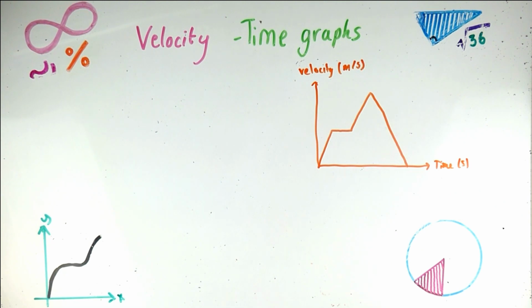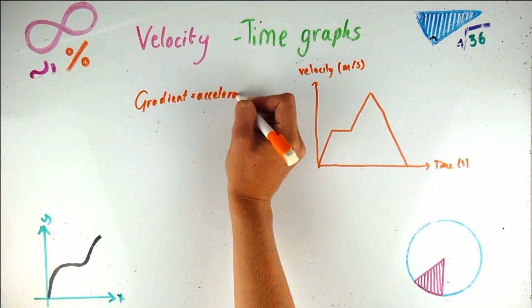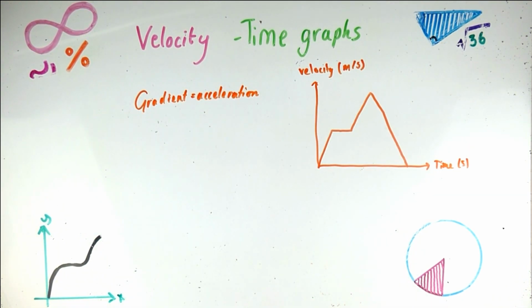And again, there are some key points to remember on how to read the graph. The first one is that the gradient in this case is the acceleration. The acceleration is how fast the speed is changing. Whereas in the distance time graph the gradient equals the speed, in a velocity time graph the gradient equals the acceleration. That's really important to remember that difference.